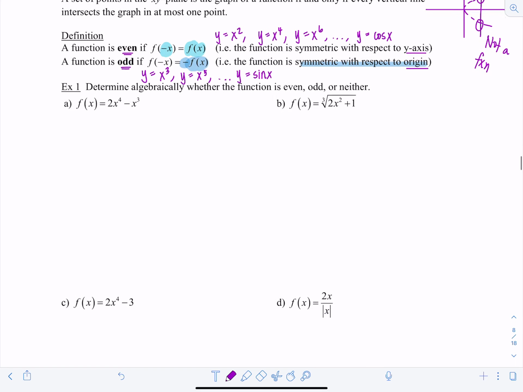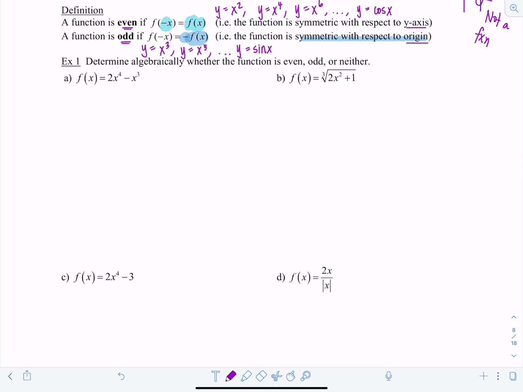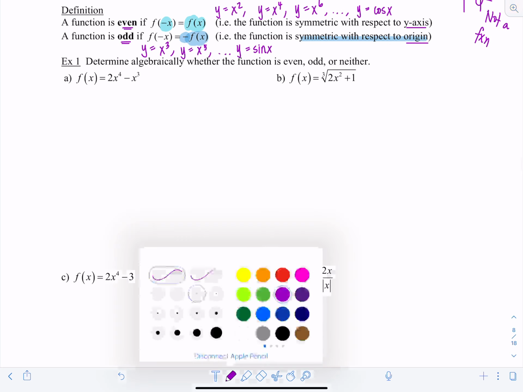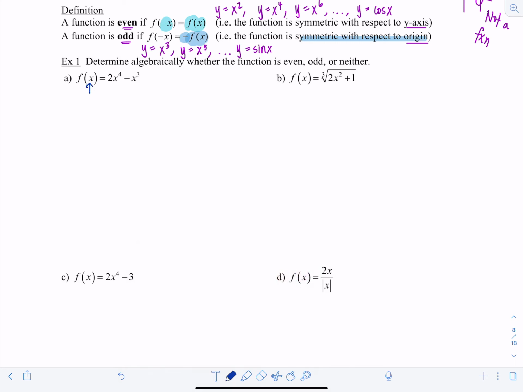So first example, we have f of x equals 2x to the fourth minus x cubed. So to test, you just do one thing. You're going to replace x with negative x, clean up, and then see, do I get the same as the original, the opposite as the original, or neither? So this is going to be 2 times negative x to the fourth minus negative x cubed. And then just clean up now. So since that exponent's even, this is going to be positive 2x to the fourth. And then negative x raised to the third power, the negative's going to remain, but I have another negative sitting there, so this is plus x cubed.